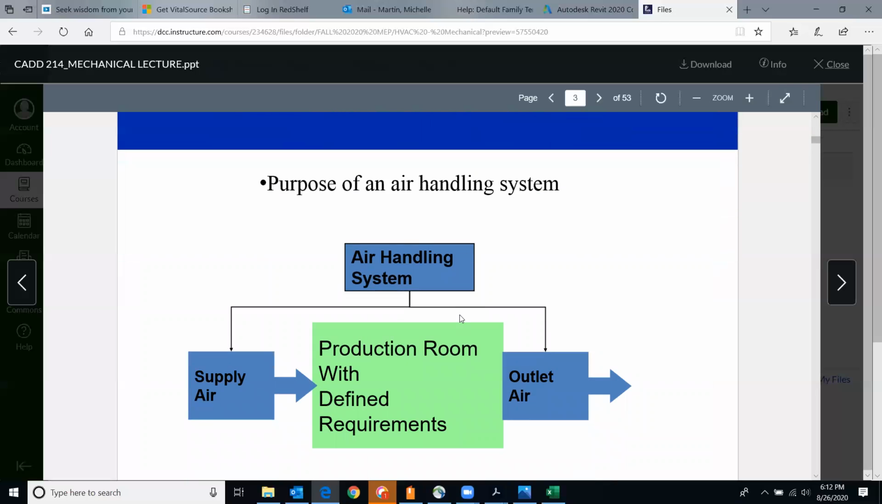So the basic purpose of an air handling system is we have an air supply, we have our air handling system, a production room with defined requirements, which we'll talk a little bit about, and then outlet. So this is your most basic idea of how an air handling system works. And this is almost like a bigger one as opposed to the one that you would have in your house.